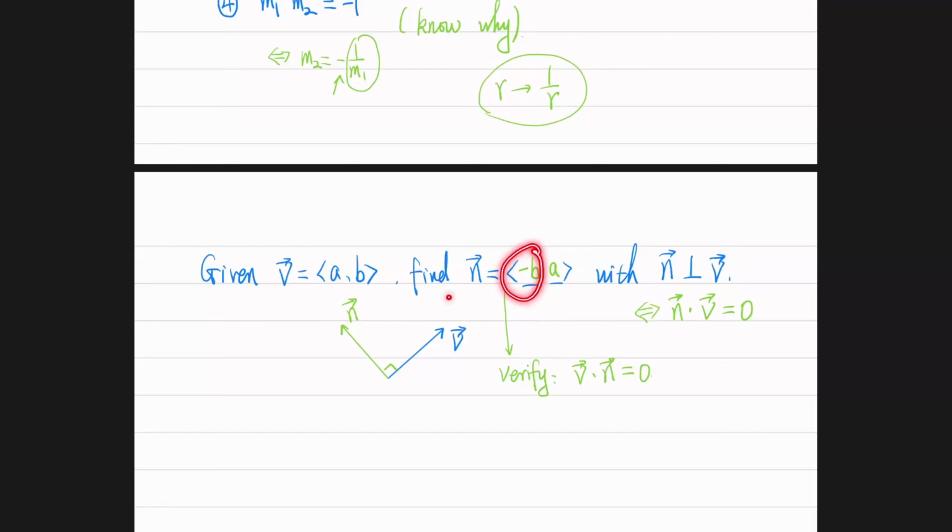Jessica, do you know how to verify this? Okay, Amy, how do you verify this? If you use the dot product, it's just negative BA plus BA, which is 0.